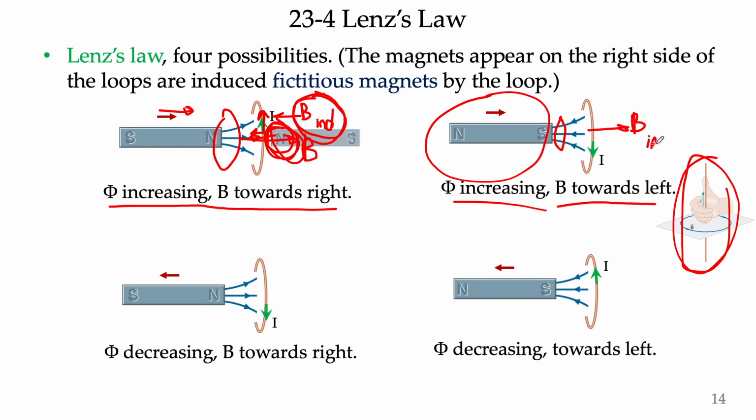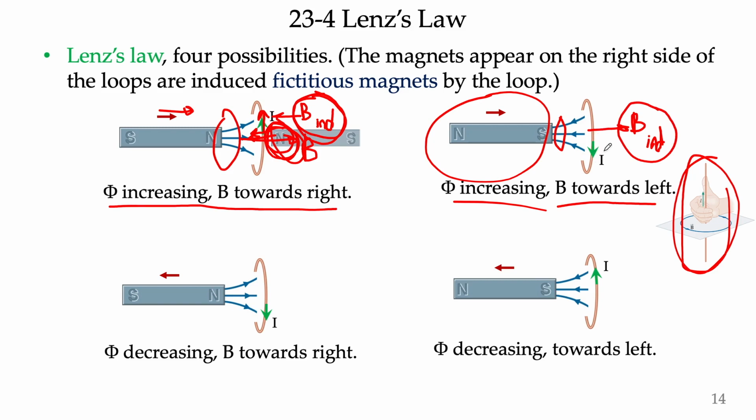So that's going to be the induced magnetic field lines direction. Now use the second right-hand rule to find which direction the current should be on the wire so that it creates induced magnetic field lines to the right. And you can easily find out that the direction of the current should be this way.